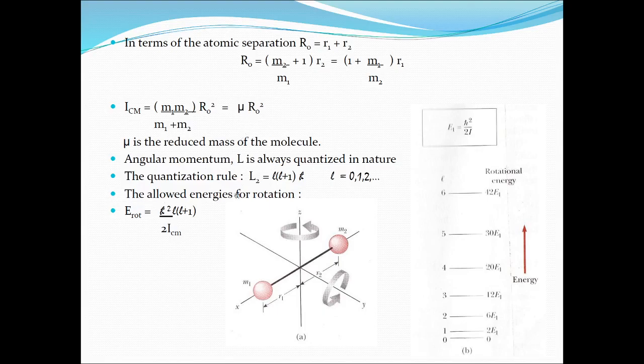So here the allowed energy for rotation is E rotational is equal to H bar squared times L bracket L plus 1 close bracket divided by 2I. Okay, cm here means central mass. So you have to remember this equation. I will show you how to use this equation.